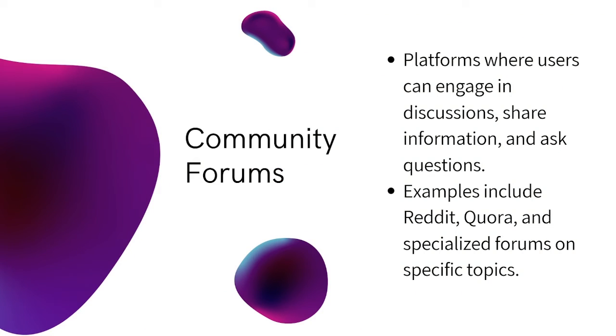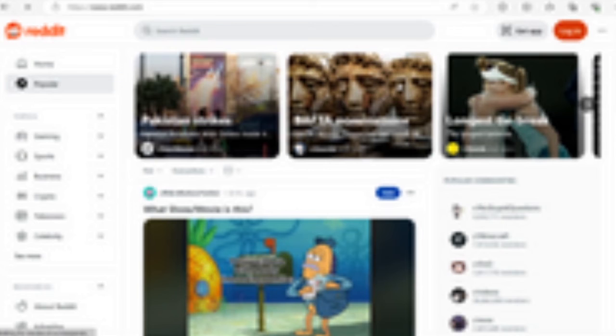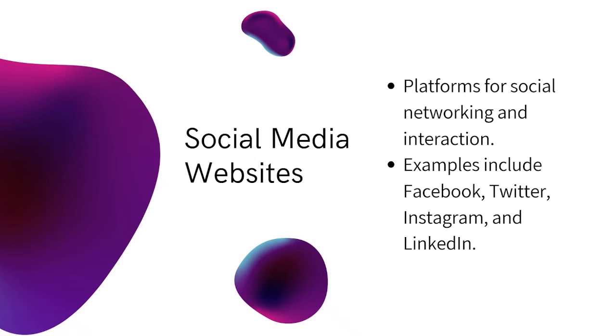We also have community forums. These are platforms where users go to ask questions and get engaged: people ask questions, people answer, and so on. It's just a place where you can share information, engage in discussions, and ask questions. So we have Reddit, we have Quora, and we have some other specialized platforms for specific purposes.